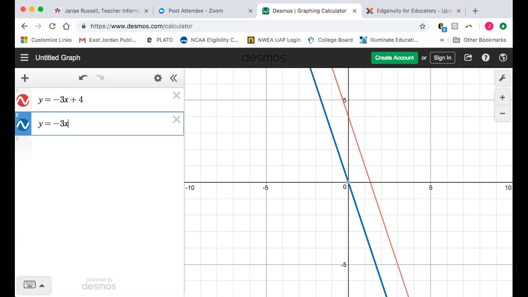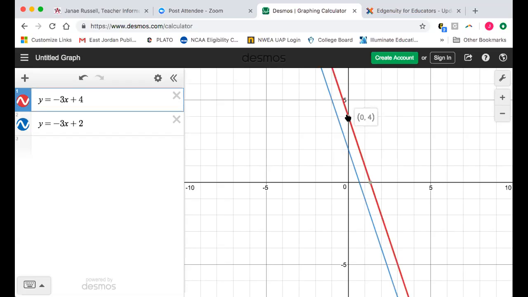So here's 2 lines. So notice they run parallel to each other, and that's because they have the same slope. I put in negative 3 for both of their slopes. The only difference is the first one crosses up here at 4, 0, 4, and the second one crosses at 2, because of what the y-intercept is. So this is kind of fun to play with to see how graphs change as you change their slope.